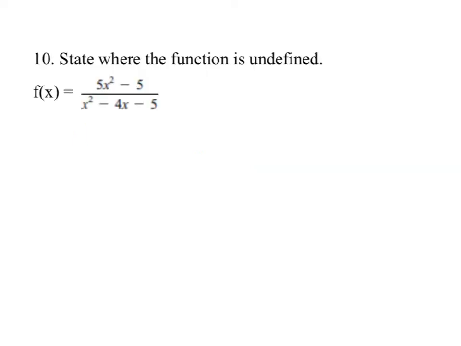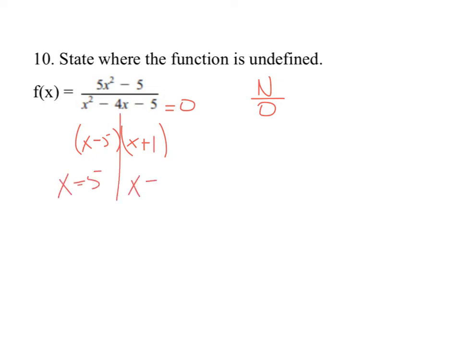This question says, where's the function undefined? So what you're going to do is you're going to set the denominator equal to 0, because undefined means a number over 0. I'm going to factor this into x minus 5 and x plus 1, and I'll get two answers, x equals 5 and x equals negative 1, and that's where it's undefined.